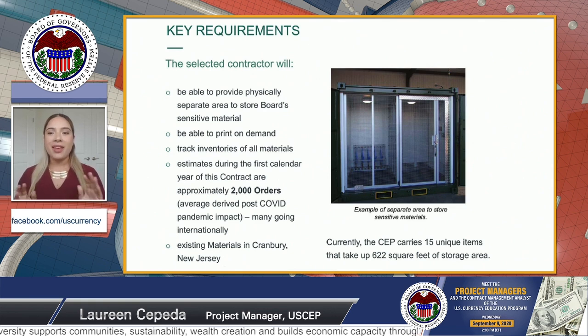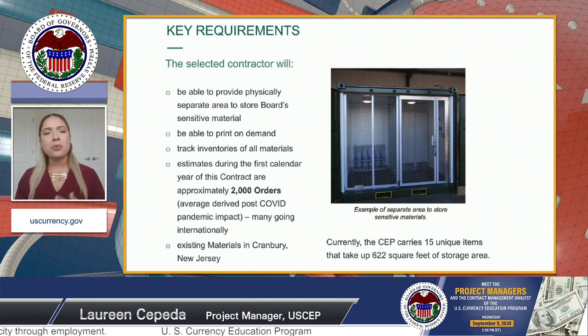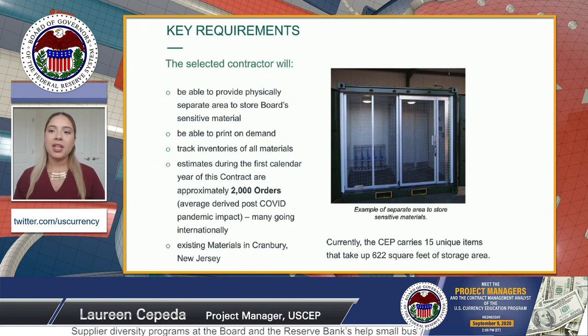Next, within the storage space, we would require inventory tracking. This is important for us because we need to keep tabs of the volume of each item that we have. And also, if the board ever does send new materials or restocks on an item, we expect the contractor to then add that or update that in the inventory database, and that contract tool we'll get into in a little bit. Our current contractor's warehouse is in Cranberry, New Jersey.